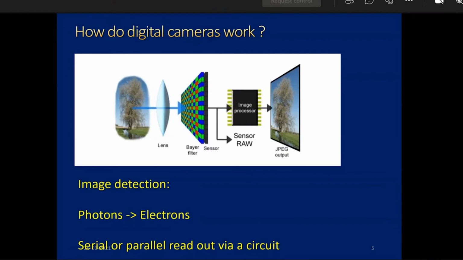Okay. And so these RGB filters. Do you know why there are more greens here? Do you see any reason why there are more greens than red and blue on the filter?